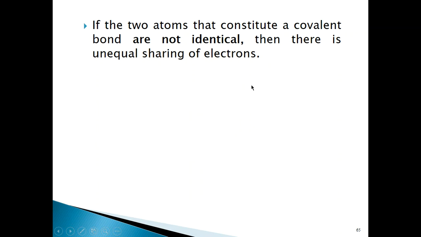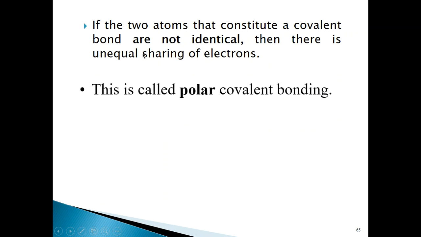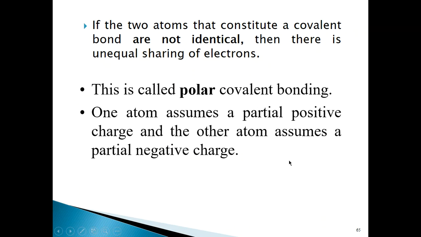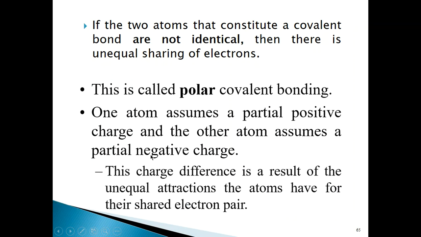You can have a situation where the bonding is said to be polar, and in that situation, you have electrons being shared, but they're not shared equally, and that's because one atom is more electronegative than the other. As a result, one atom will assume what is known as a partial positive charge, right? And the other one will assume a partial negative charge. The one that is electronegative is the one that actually assumes the partial negative charge, and the one that is not as electronegative will have the partial positive charge, right? And this charge difference is a result of the difference in the electronegativities of the two atoms that are sharing the bonding pair of electrons.